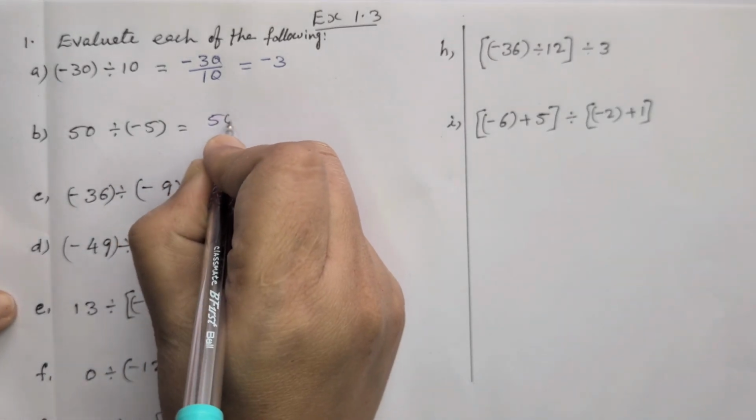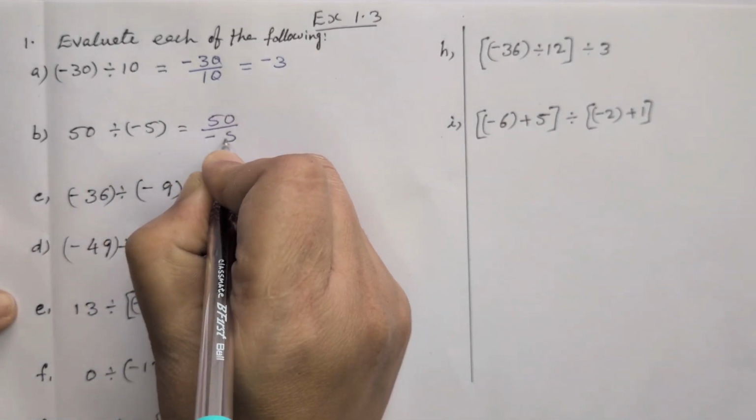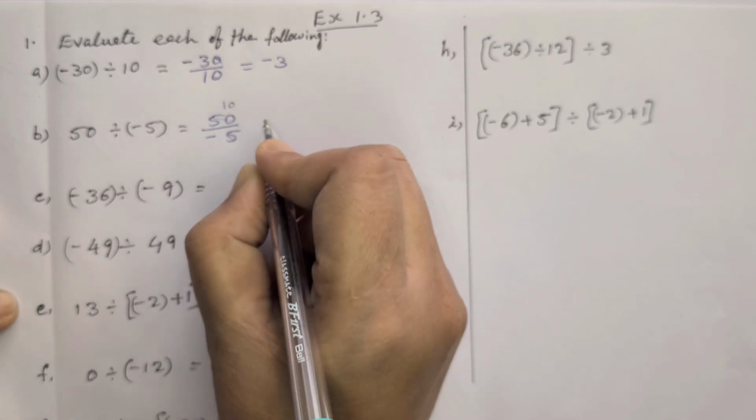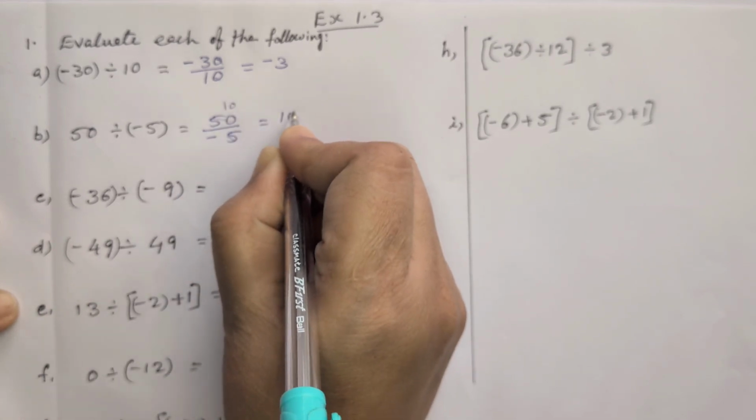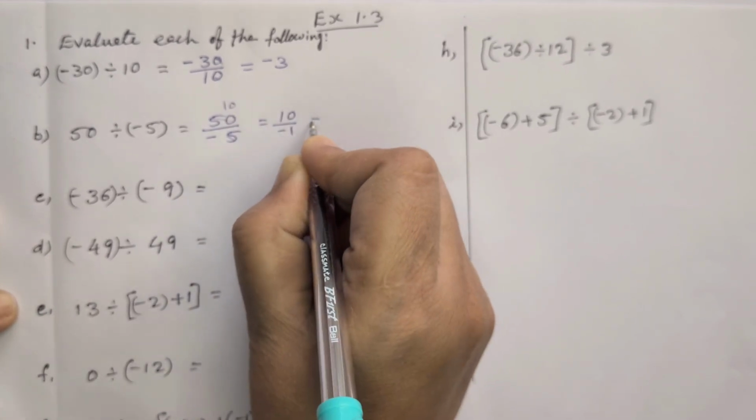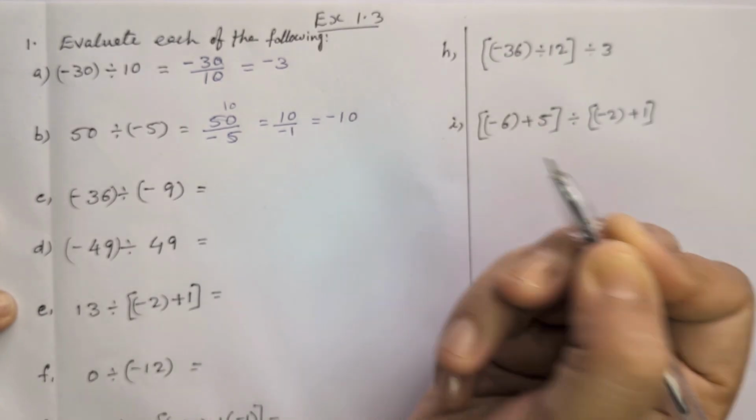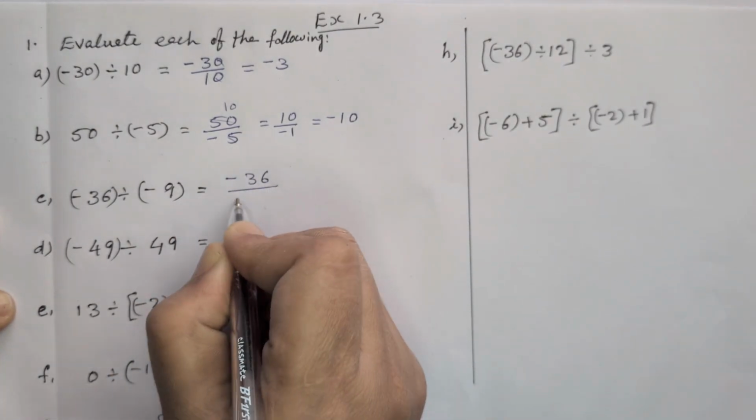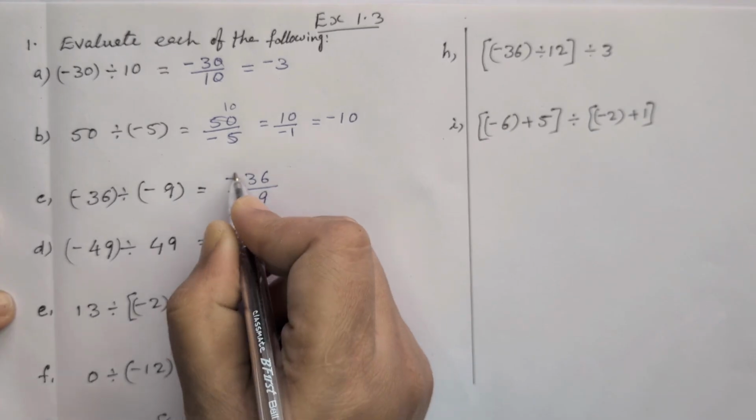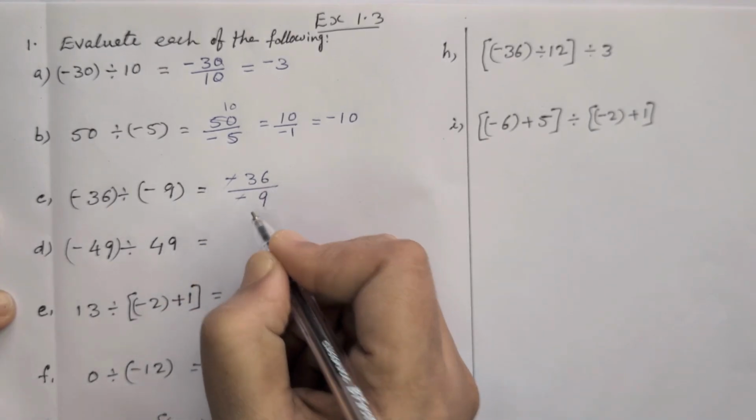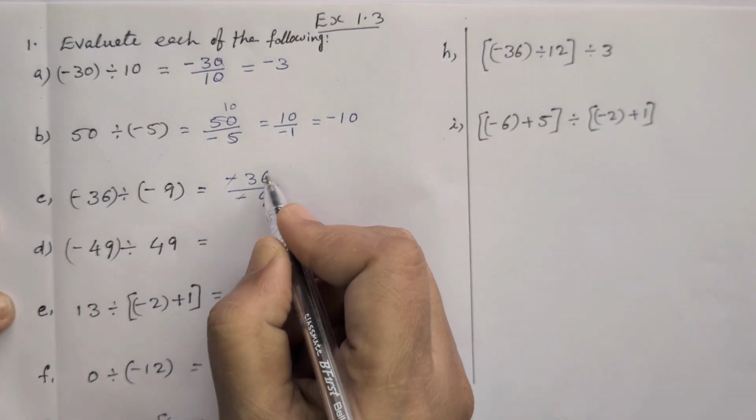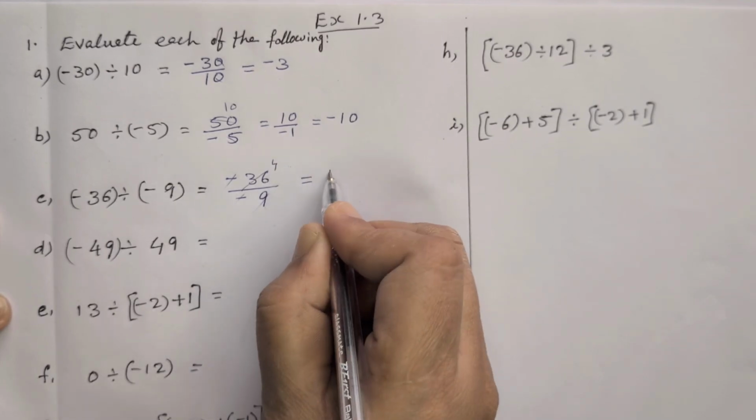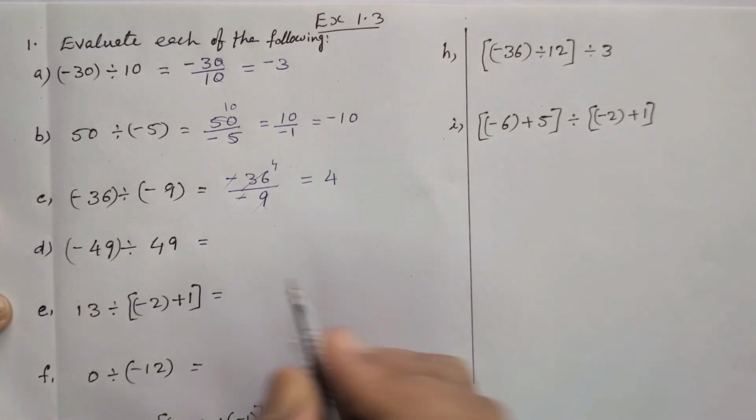Second one, 50 by minus 5. We can divide by 5 10 times, which is equal to 10 by minus 1. That is equal to minus 10. Minus 36 by minus 9. We can cancel the minus sign from up and down and divide by 9 4 times. So 4 is the answer.